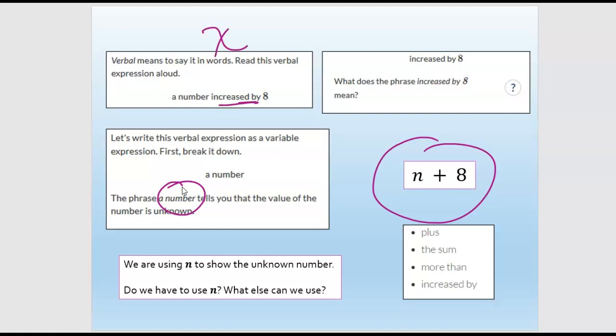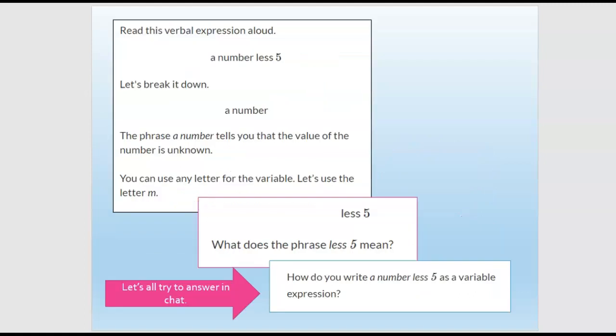Increased by is a code word for plus, right? Increased by, plus, then 8's just 8. So I can read this as a number plus 8, a number increased by 8, 8 more than a number, the sum of a number and 8, a number plus 8. Several different ways you can read it.